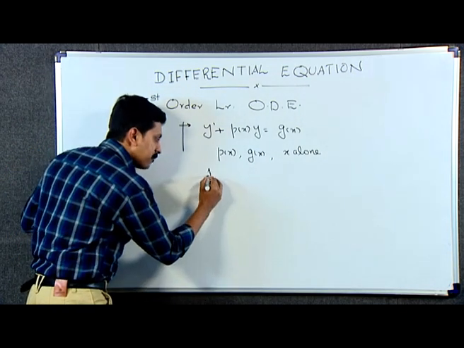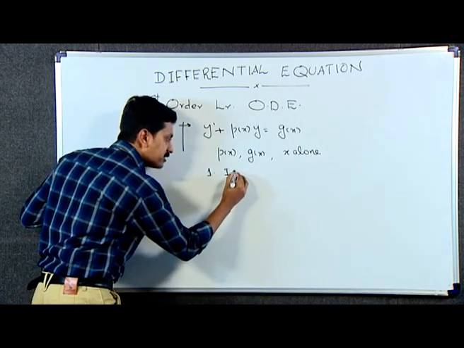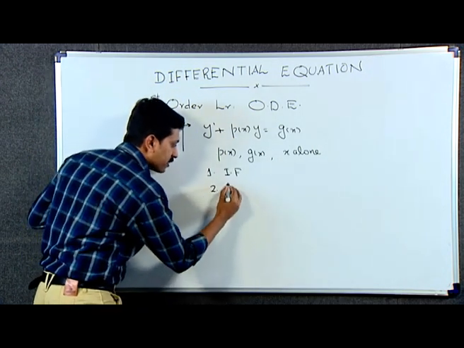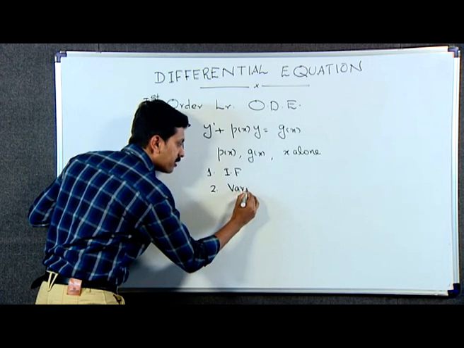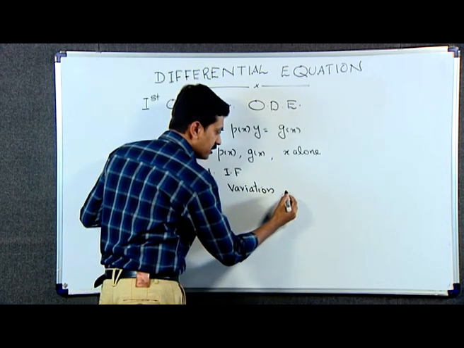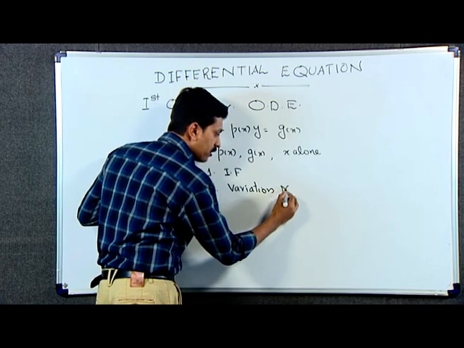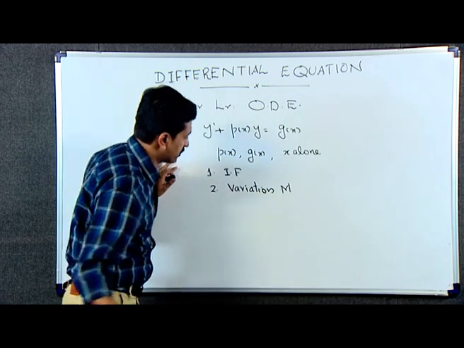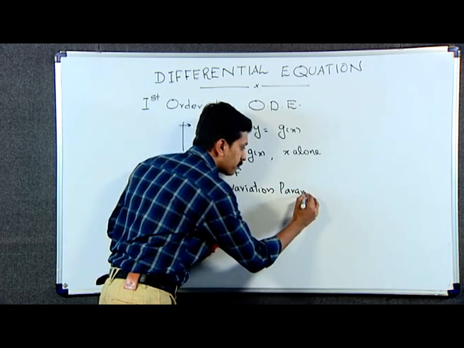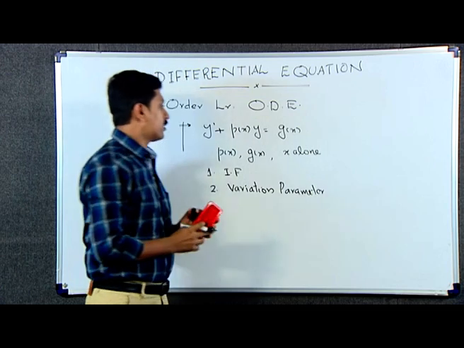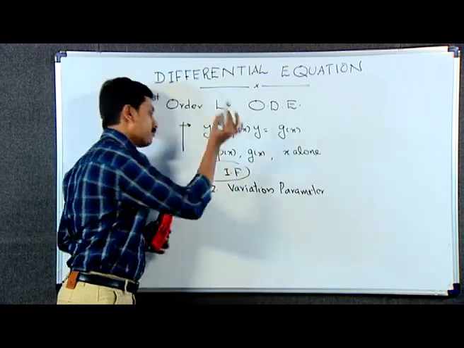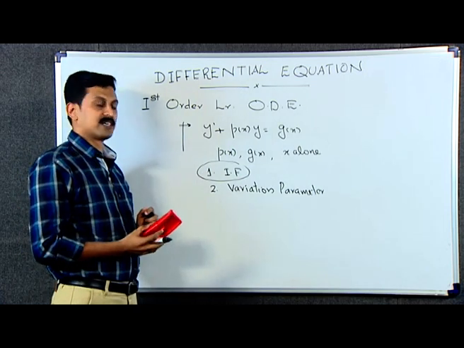The first one is the method of finding an integrating factor. The second one is the method of variation of the parameter. Here, firstly, we concentrate on the method to find the solution by the integrating factor.